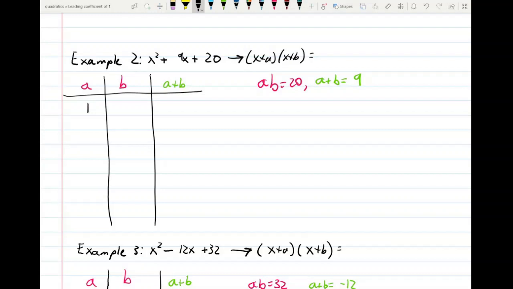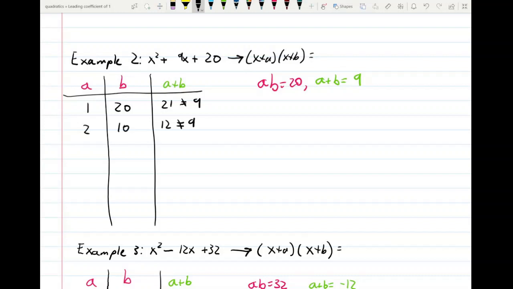A is 1 and b is 20. We have a plus b is 21, which is not equal to 9, unfortunately. Okay, moving a up, we've got a is 2 as the next factor of 20, and that corresponds to b is 10, so we'll have a plus b is 12, which is unfortunately still not equal to 9.